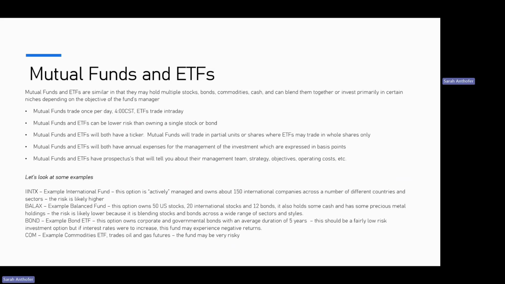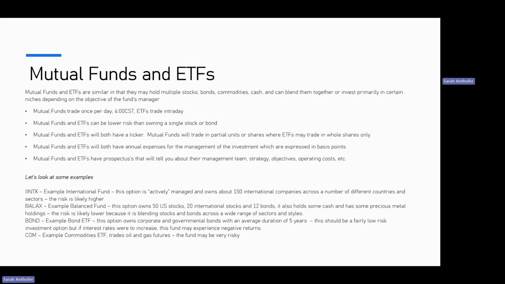The second one we see is BALAX. Again, I can tell just by looking at it in this example that it would be a mutual fund because it's 5 letters, ends in an X. This is an example balanced fund. In this example, we're going to have something that owns 50 US stocks, 20 international stocks, and 12 bonds. So you can see how in this kind of an investment, just because I'm investing in mutual funds doesn't mean that I'm high risk necessarily, and doesn't mean that I'm investing in all of one kind of thing. I've got different kinds of investments within this. This is also going to hold some cash. Maybe it has some precious metal holdings as well.